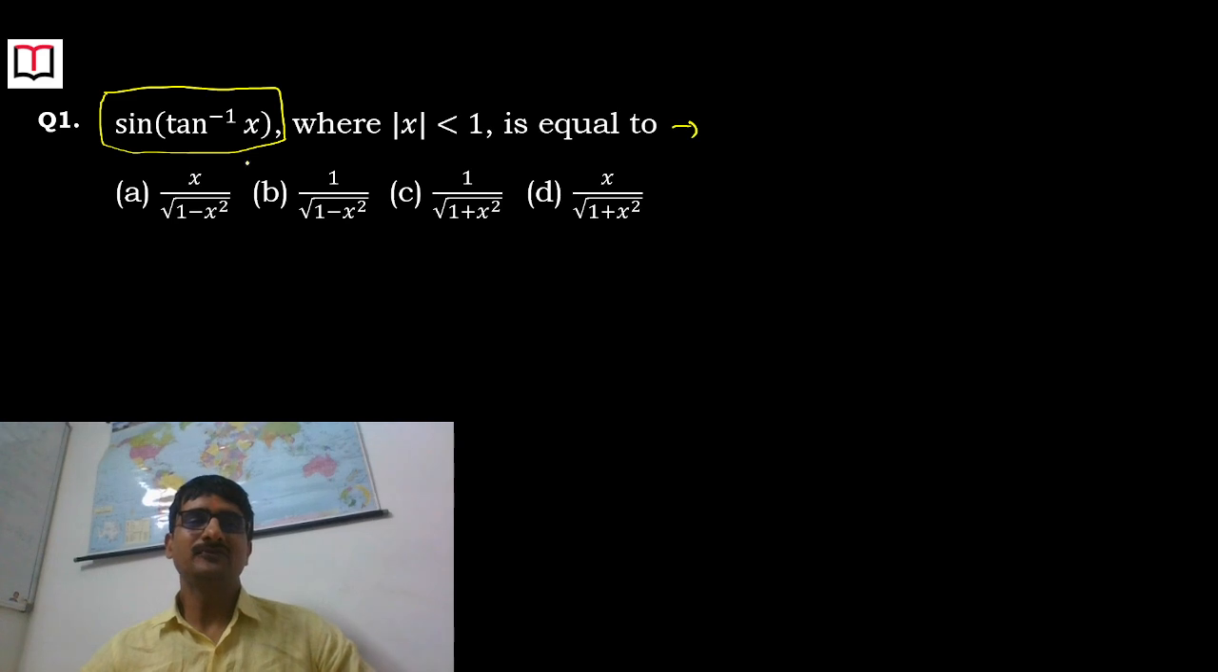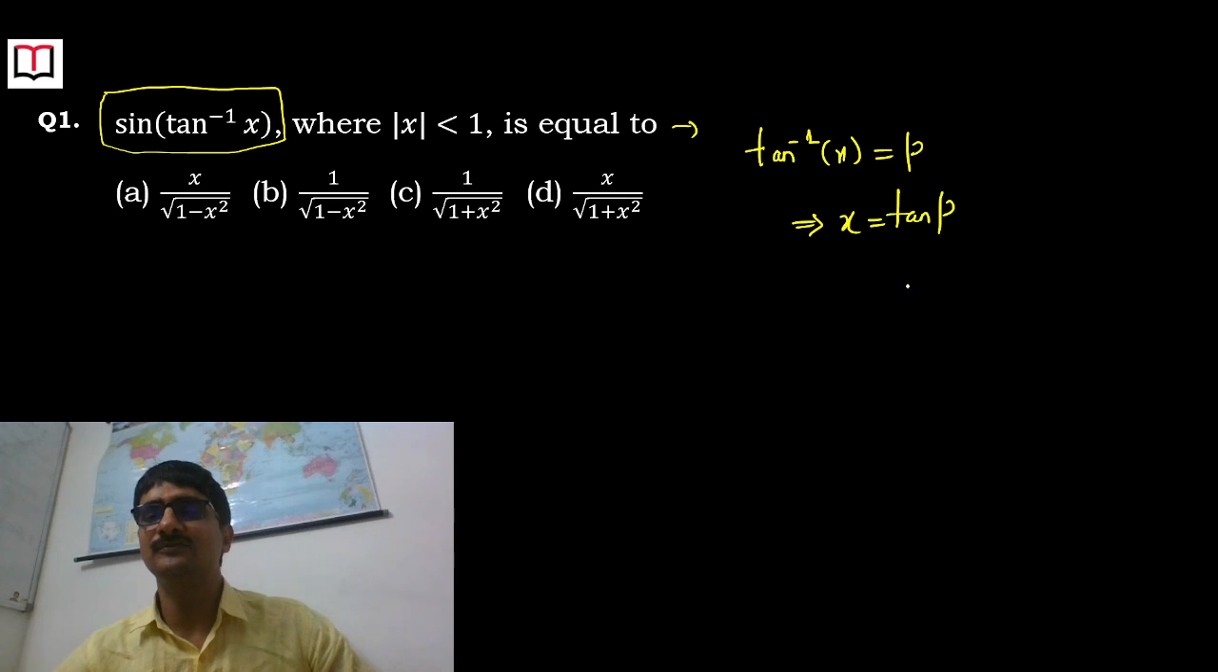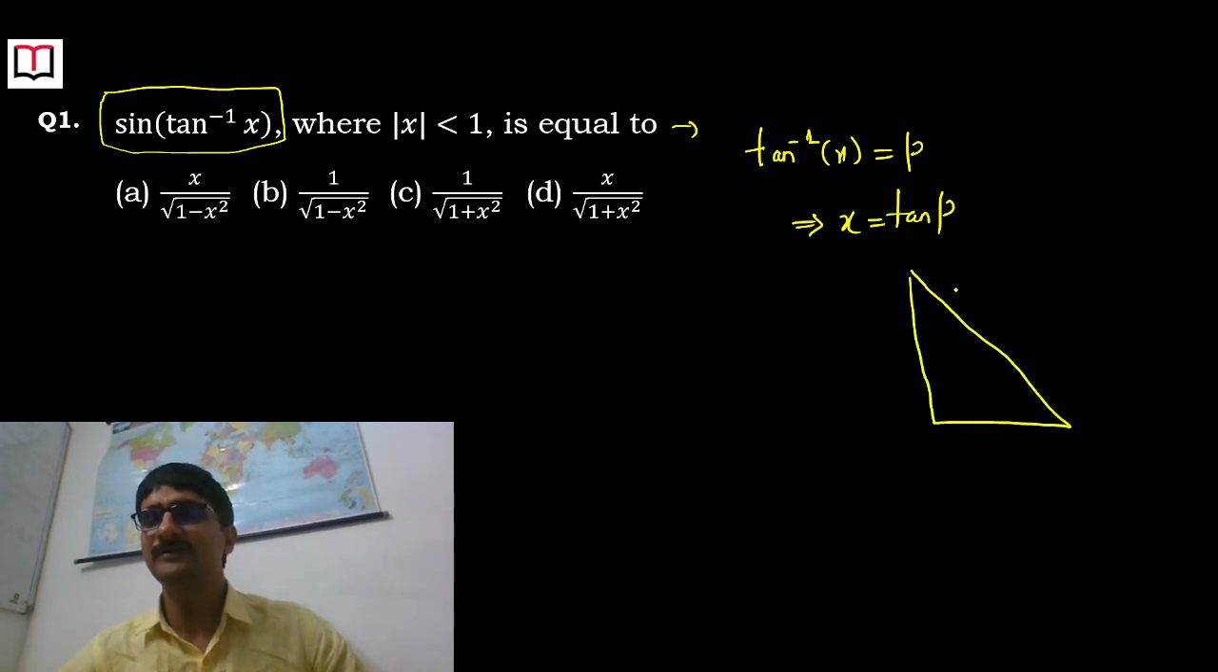The value of sine of tan inverse x. Here we will try to express tan inverse x in terms of sine. How do we do it? We assume it to be p, so x is nothing but tan p, and all of you know it. Take the help of a right angle triangle. Tan p is x, so opposite side by base, and the hypotenuse is under root of 1 plus x square.